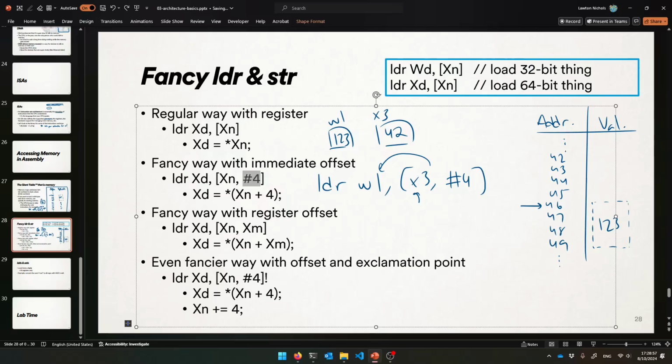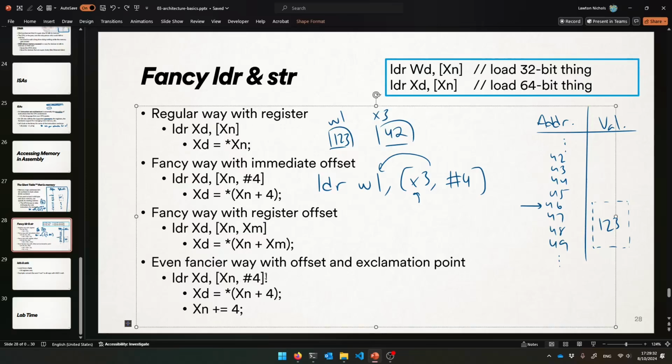You can only have so many things in an immediate. You can only go up to 255 or something. If you needed a larger offset, you could store that offset in another register and do it like this. So this is load into this destination register. Here's your starting address. Offset it by whatever number is here. It could even be a negative number, and then dereference that. So it's compute this address with xn plus xm, dereference that, and store it into the destination register. That's pretty nice to have that option. I think we'll use that eventually in this class in an example.